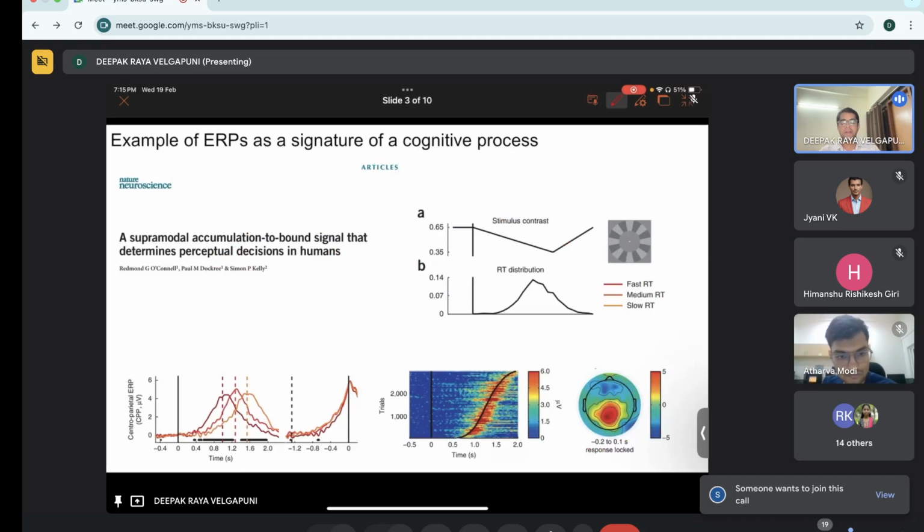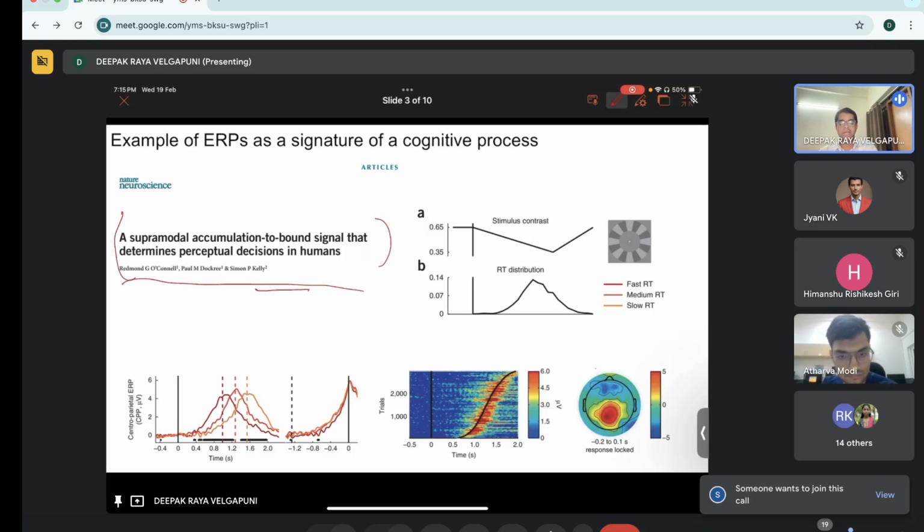Now here is one example of how ERPs can be used as a signature of a cognitive process. So this is the paper from which I'm going to discuss some of the results. Here you don't have to make sense of this title.